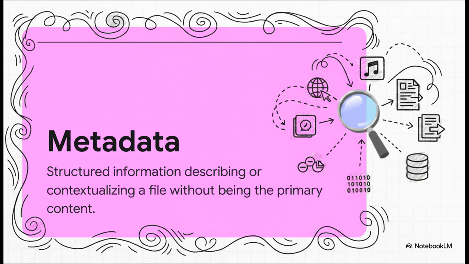There's a whole secondary, invisible layer of information traveling alongside your files called metadata. By definition, it's structured information that describes or contextualizes a file without actually being part of the primary content itself. But simply, it's data about data. And this invisible layer is absolutely crucial. It's exactly how search engines index the web, how media players catalog your favorite albums, and how your operating system instantly sorts thousands of files.